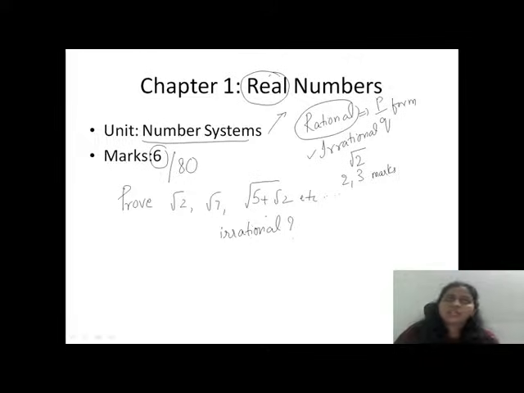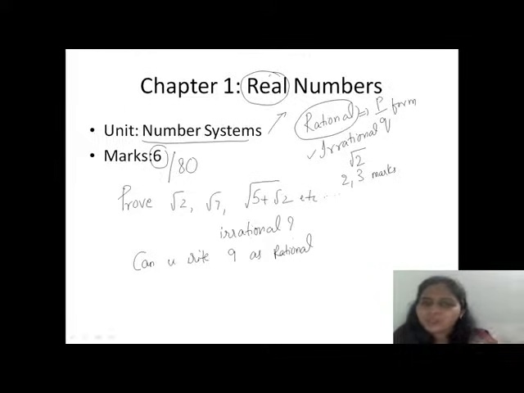A simple question I want to tell you, how they might ask you for rational numbers. They will ask you like this: can you write 9 as a rational number? So this is a question. Can anyone comment, what would be the answer? How can we write 9 as a rational number? Can anybody comment here?